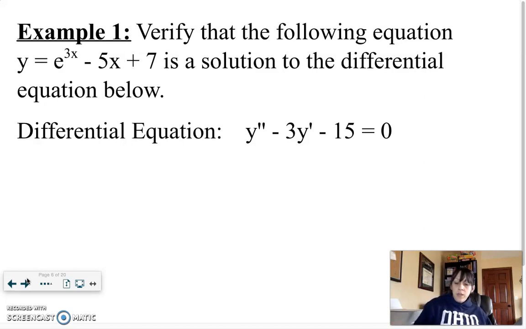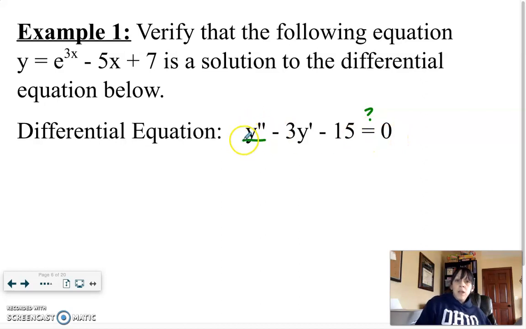All right, so let's do an example, a little bit more calculus-y example. So it says verify that the following equation, y equals e to the 3x minus 5x plus 7, is a solution to the differential equation below. Okay, so if I want to know if something is a solution, typically what you'll do is plug things in and then see if it equals the value that's given. So I want to plug some stuff into this equation and see if it really does equal 0.